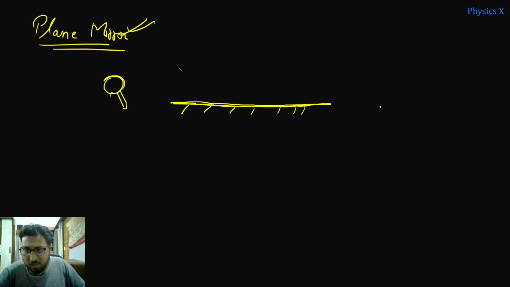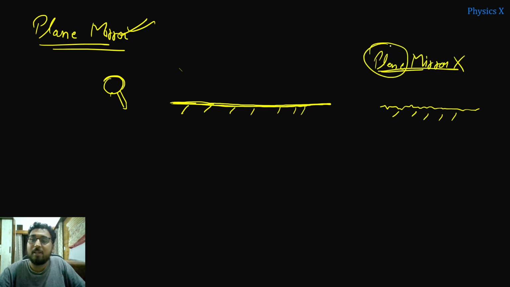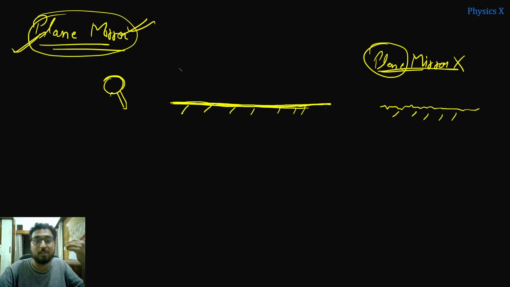Suppose the surface is jagged, like that. This is also a mirror, but we don't call it a plane mirror. For a plane mirror, this must be a perfectly even surface, and only then will we call it a plane mirror. Because only a plane mirror is responsible for perfect reflection, this plane mirror is an idealistic mirror. A perfect 100% reflective surface, that we call a plane mirror. So this is all about plane mirrors.